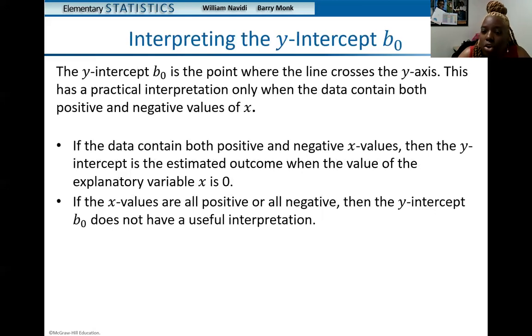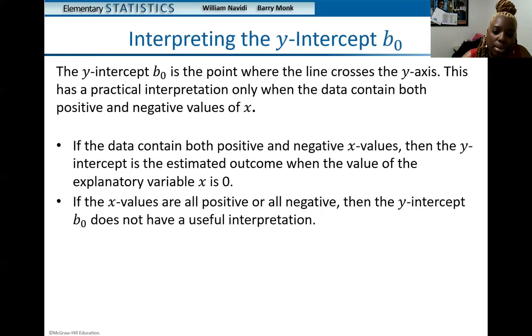All right. Okay, let's rewind to some algebra concepts. The y-intercept is when x is 0. That's what the y-intercept is. It doesn't change. So the y-intercept is when x is 0. So that's what they're saying here. But if the x values are all positive or all negative, then the y-intercept does not have a useful interpretation, because we know that the y-intercept is talking about when x is 0.